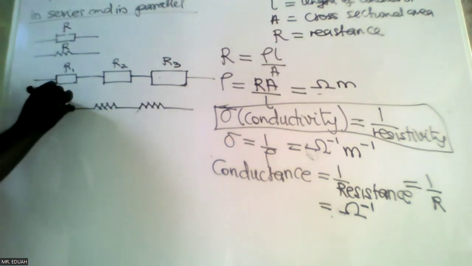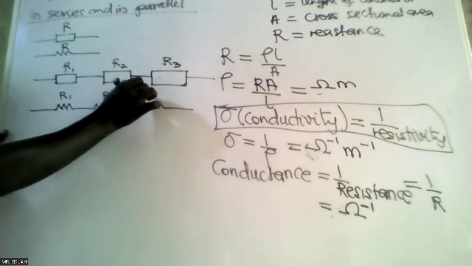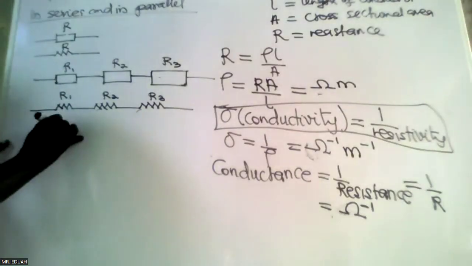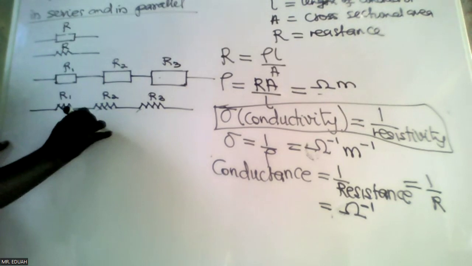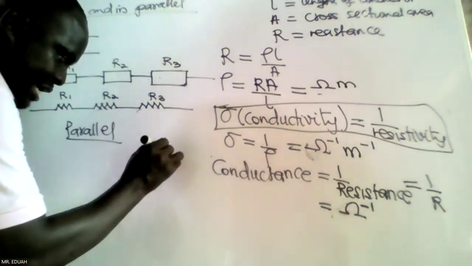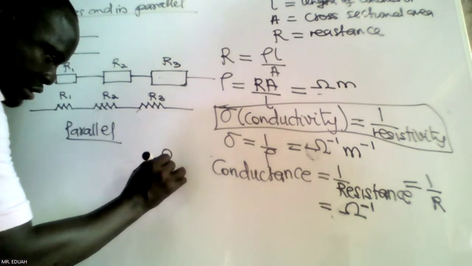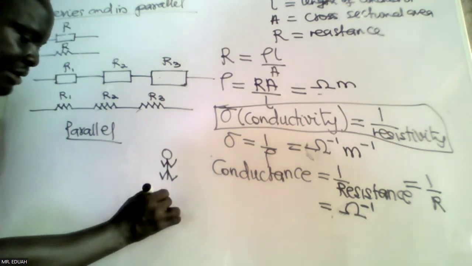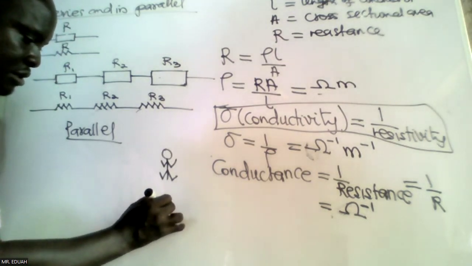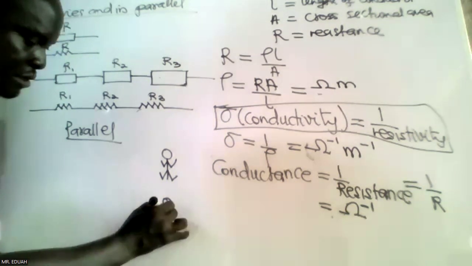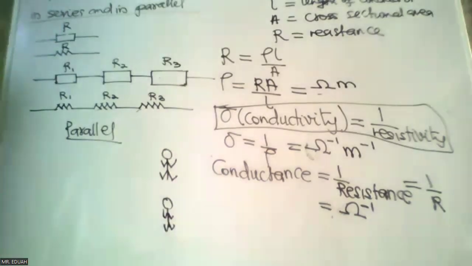So this is R1, R2, R3. Now for parallel connection of resistors, this is similar to Inshira being here. Mary stands behind Inshira. So this is Inshira and Mary.